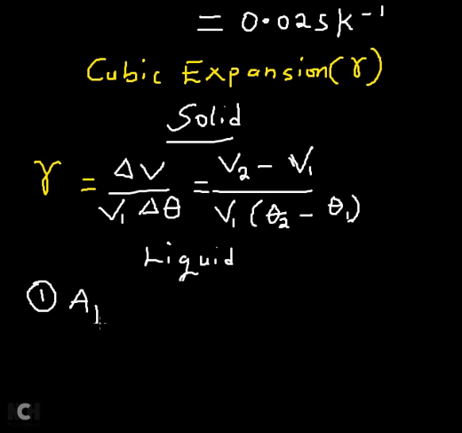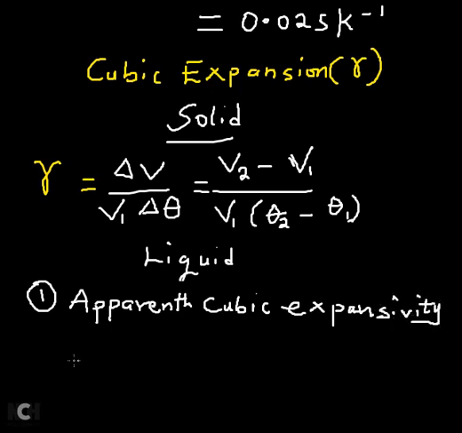Okay, it's known as the apparent cubic expansivity, and the other type of cubic expansivity of a liquid is the real cubic expansivity. Please take note of that, and I'm going to illustrate the difference between the two. So we have the apparent cubic expansivity of a liquid, and of course we have the real cubic expansivity. So what's the difference between these two?